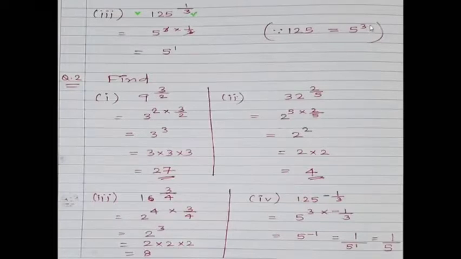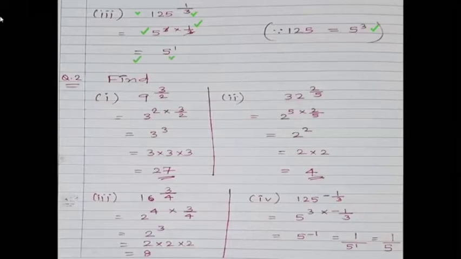On prime factorization, I know that 125 can be written as 5 raised to the power 3. So 125 is written as 5 raised to the power 3 into the power in the question. 3 gets cancelled out. So what I get is 5 raised to the power 1, which is 5 itself.